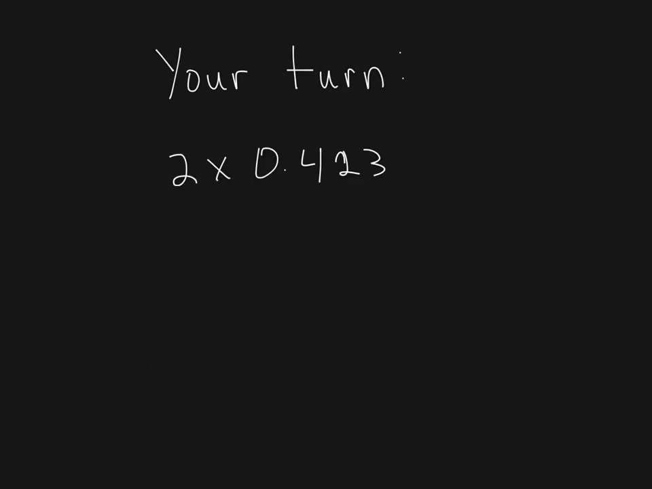All right, now it's your turn. I'd like you to multiply 2 times 423 thousandths. You may use a place value chart or an area model, or do both to see how they both work. Then put your answer on Edpuzzle.